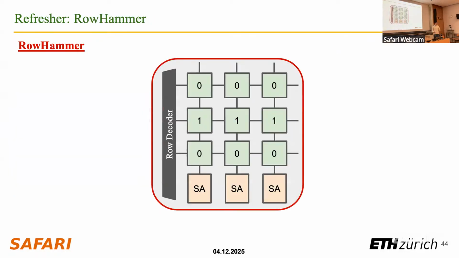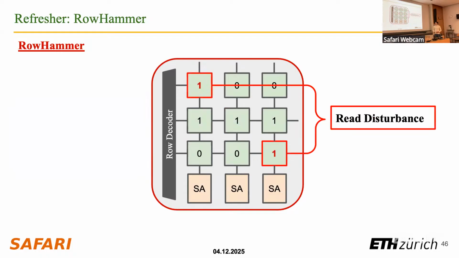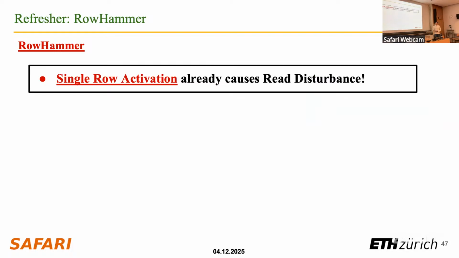So you already know what RowHammer is. I'm going to tell you again. By activating and closing a row multiple times in short succession, we can get read disturbances in neighboring rows. That's all you need to know for this paper to understand. So with single row activation, where we activate a single row in quick succession, what will happen if we activate multiple rows at the same time or in very, very quick succession, because we violated those timings?